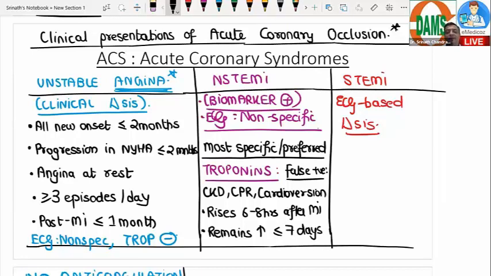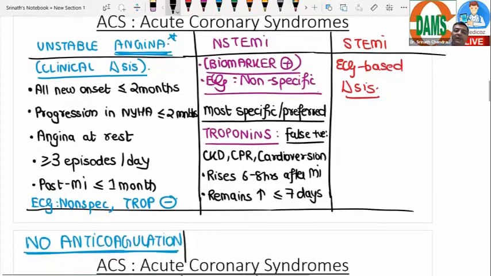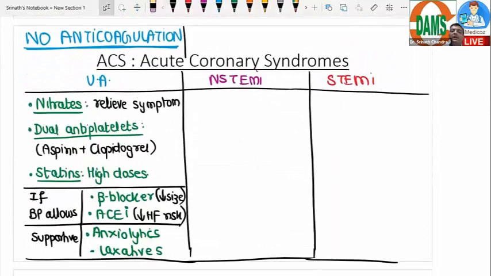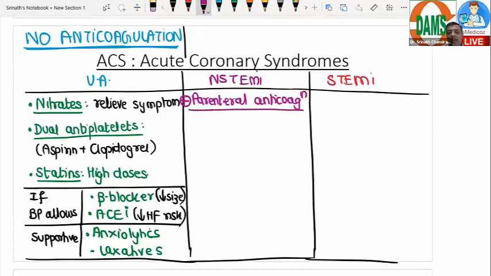We have got this answer here. So what is the treatment? Continue the column. What is the change in the treatment? Second column we are filling is NSTEMI. In NSTEMI, along with the first line treatment, you want to start the patient on parenteral anticoagulation. So what is the duration and why?